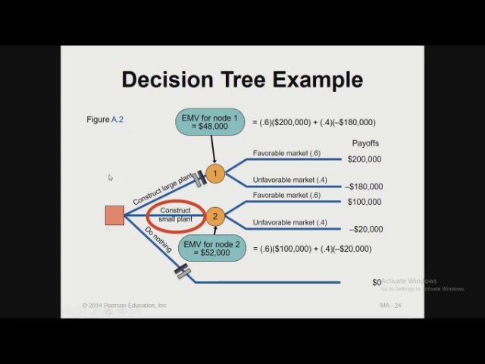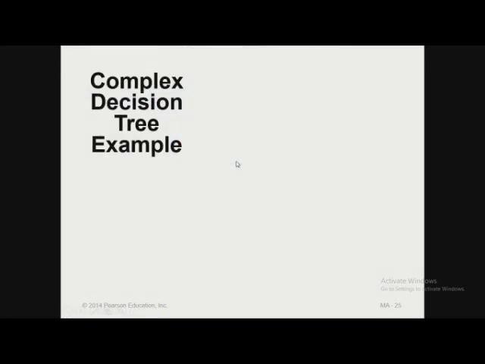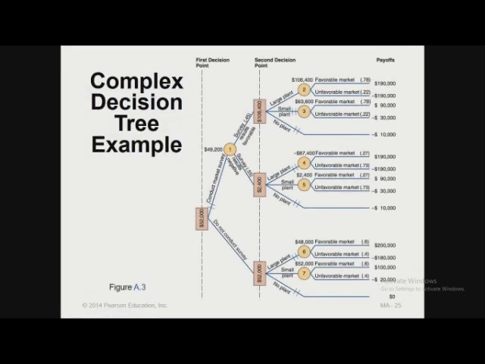Okay, so this is just a simple decision tree, going back to our discussion, but we also have this complex decision tree example. I will not ask you to do something that complicated with decision trees. But I just want you to know that there is a complex decision tree that exists.